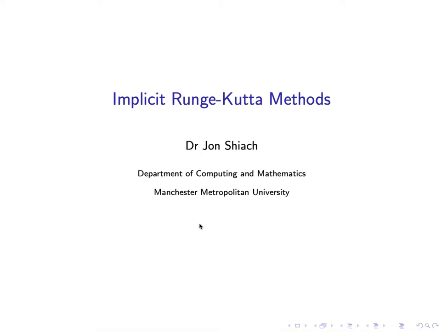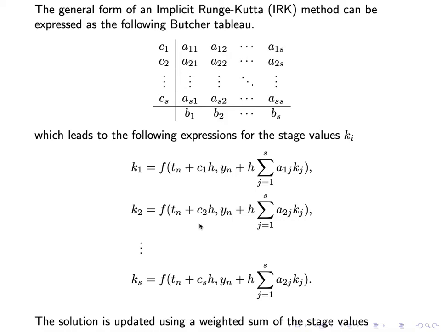I'm going to be talking about implicit Runge-Kutta methods. Okay, so just to remind ourselves what the general form of an implicit Runge-Kutta method is, here we have the Butcher tableau with our A values, our C values and our B values.